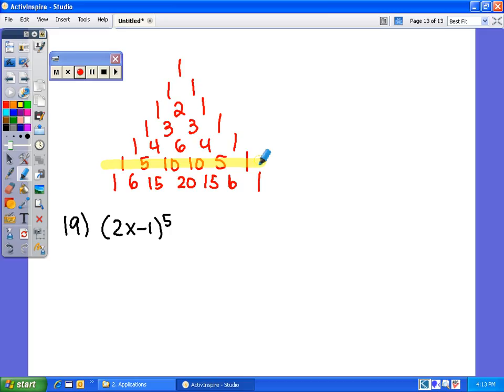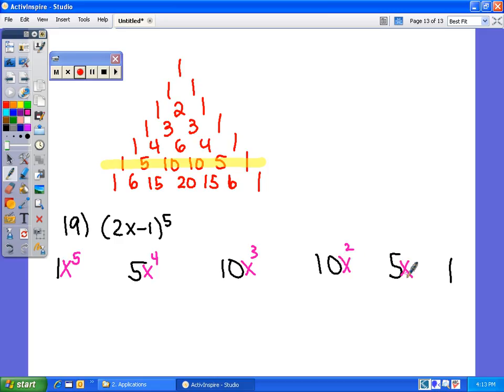So what I'm going to do is set everything up in terms of x and y, and then replace everything with the actual values for x and y. In the front we have 1, 5, 10, 10, 5, and 1. Next to the 1 always starts off with x to the power that's given. So to the 5th, x to the 4th, x to the 3rd, x squared, x, and then we don't need 1 at the end.